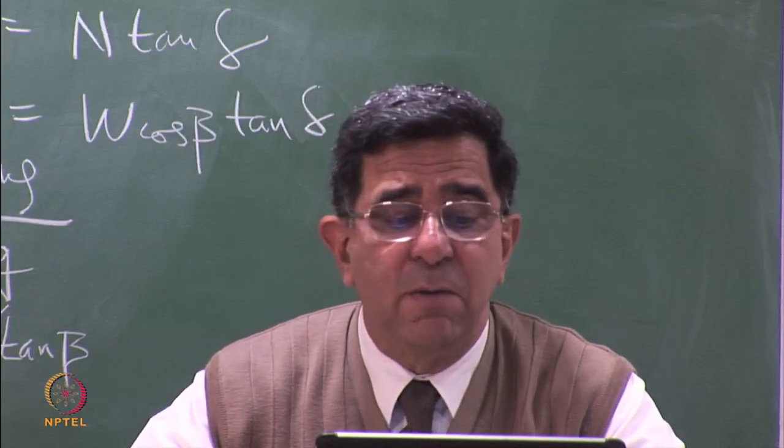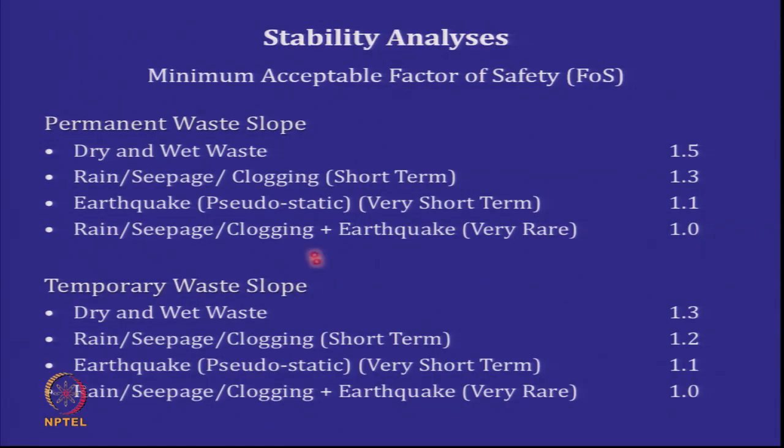And I talked about permanent slope and temporary slope, and I said if it's a permanent slope, the long-term factor of safety I want is 1.5. This is also true for dams, right? But if it's a temporary slope, I want a factor of safety of 1.3.